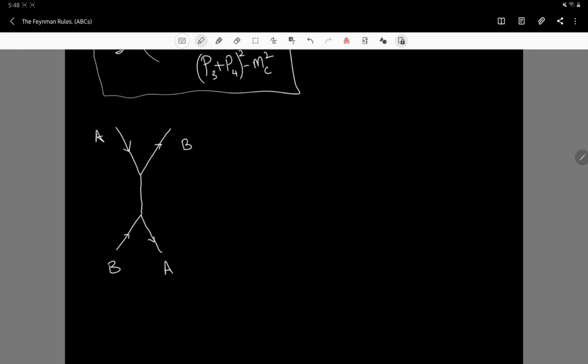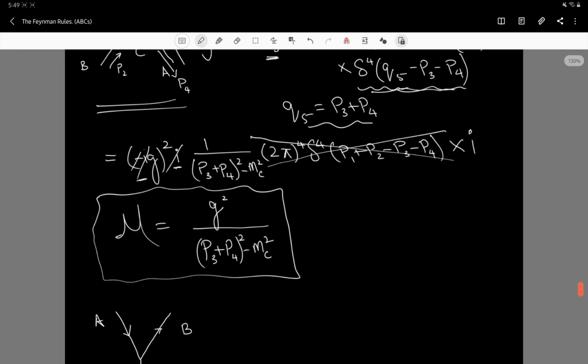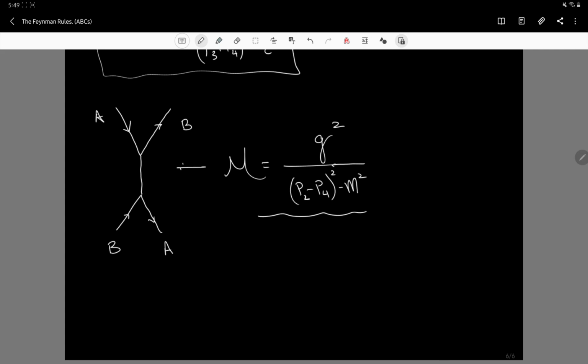Now just label the internal and external momenta, and do the same steps that we were following for every example, and it should be a piece of cake to solve this diagram as well. The answer you should get is M equals g squared over (p2 minus p4) whole squared minus m squared, right? Okay, so this is the scattering amplitude that you get corresponding to this diagram.